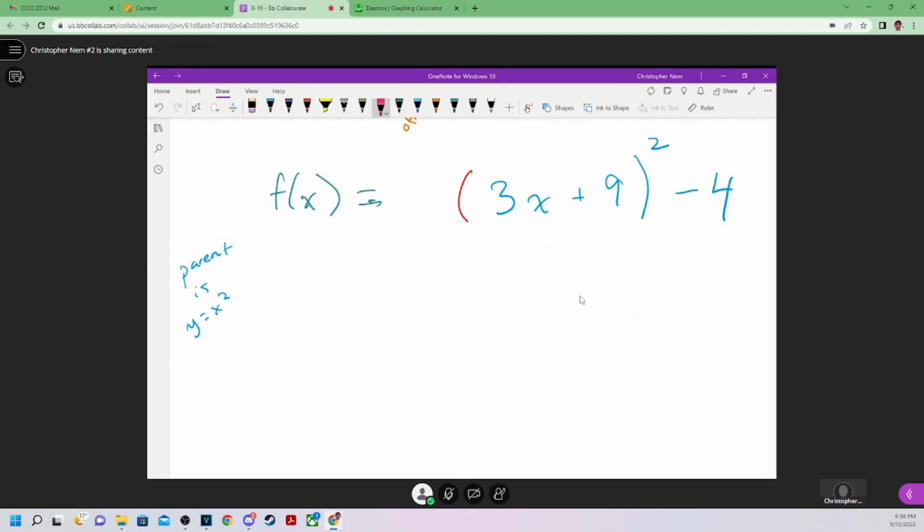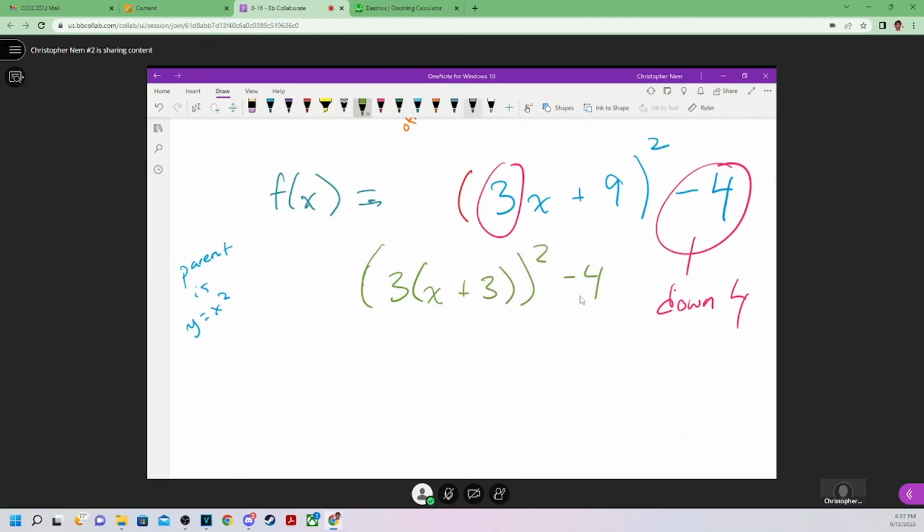Well, then the transformation happening on our parent graph, well, all of this is inside my function. The problem that I see, this is clearly down 4. It's outside my function. I can deal with that easily. However, there's a 3 here. The moment you see that, you have to factor it out. So this actually becomes 3 parentheses, make a big one, x plus 3 squared minus 4, which means this is down 4, which we already stated. That doesn't change at all because it's outside my function. But inside my function is left 3. We say left because we have to go in the opposite direction.